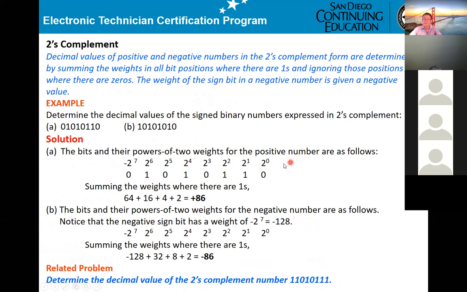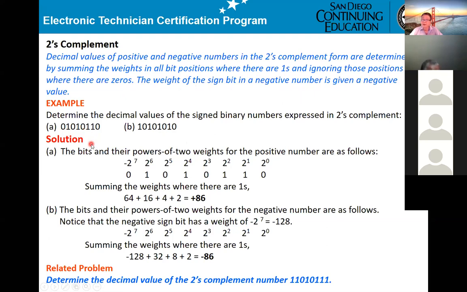Second complement. The decimal value of a positive and negative number in a second complement form is determined by summing the weights in all bit positions where there are 1. Ignore those where there are 0. The weight of the sign bit in a negative number is given a negative value. Okay, so they give you 2 examples here. First thing, they want 0, 1, 0, 1, 0, 1. I know this is a positive number.